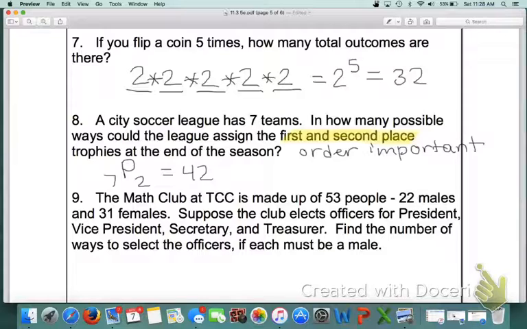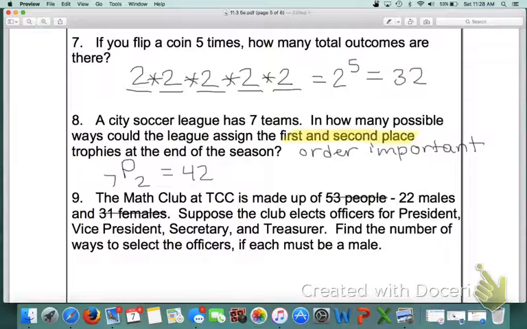So, because each of these officers must be a male, there's actually some extra information in here. I really don't care that there are 53 people in the club, and I really don't care that there are 31 females. What's important to me here is that there are 22 males because all of my officers must be male. Now, remember too that when we're electing officers, such as president, vice president, secretary, and treasurer, the order matters. And since order matters, we're going to use a permutation.